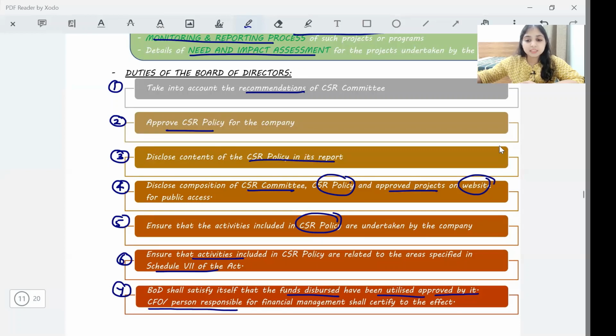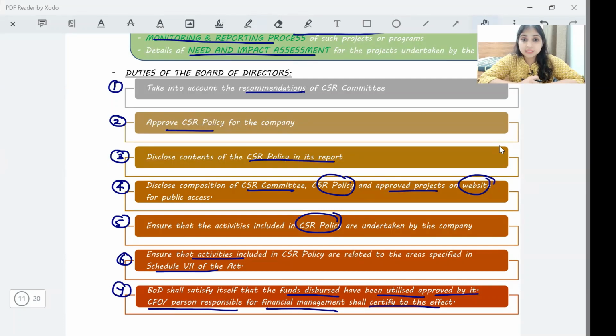The CFO or the person responsible for financial management shall certify to the effect. Let's discuss these 7 points. Here we are putting some duties on our directors. Number one, we have the CSR committee. The CSR committee is going to recommend what CSR activities to do. You are not bound by those recommendations. Directors don't have to follow them, but at least consider, at least take into account the recommendations.